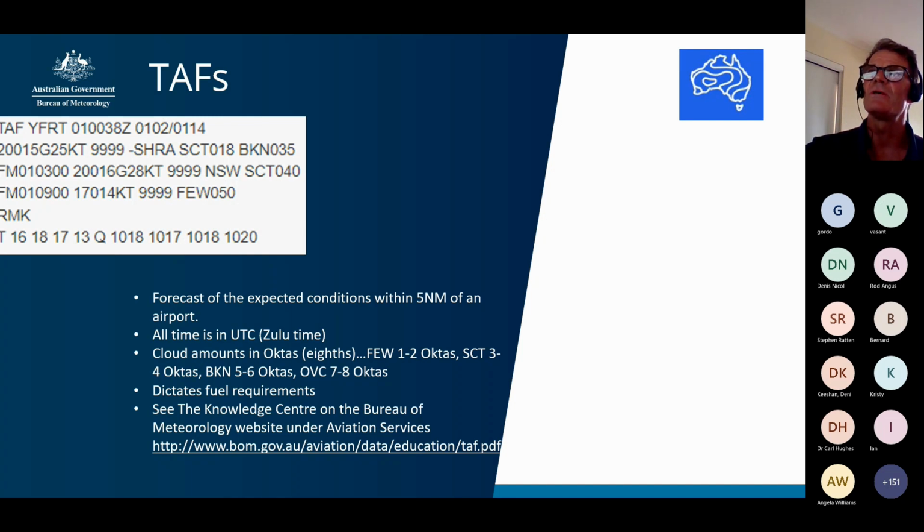I'll just review very quickly what I mentioned in the last webinar. TAF is terminal area forecast. It's a forecast of the expected conditions within 5 nautical miles of an airport. Just a reminder, like all of our forecasts, they're in Zulu time or UTC time. Cloud amounts are, as we've seen in the GAFs, few 1 to 2 octas, scattered 3 to 4 octas, broken is 5 to 6 octas, and overcast is 7 to 8 octas.